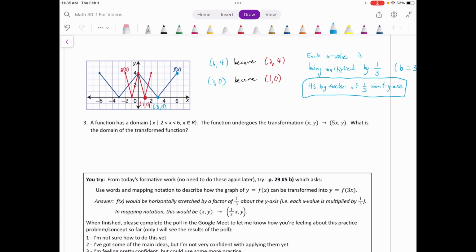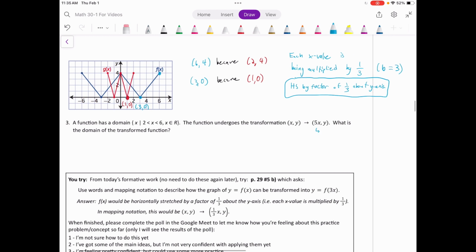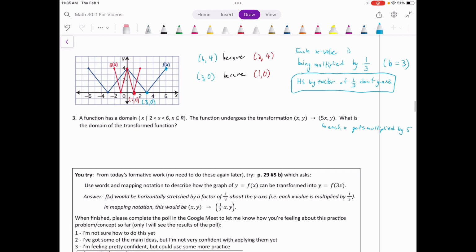So what does that mean? Each x gets multiplied by 5, right? It's a description. If x used to be 2, now it's at 10, 5 times 2. If x used to be at 4, now it's at 20, 5 times 4. Okay, so each x gets multiplied by 5. So what's that going to mean for our domain, right?